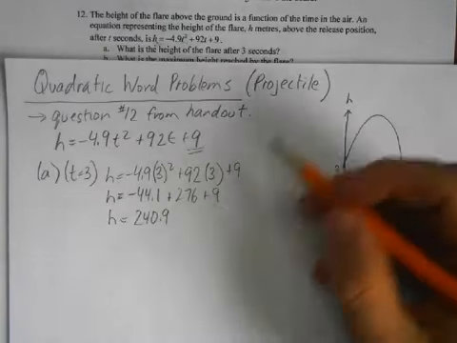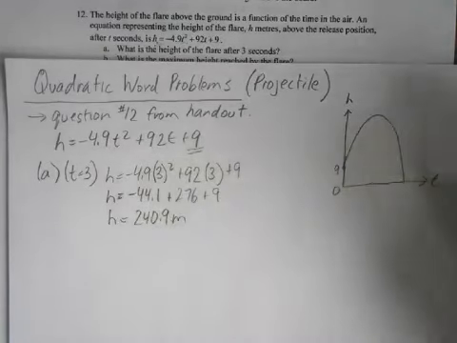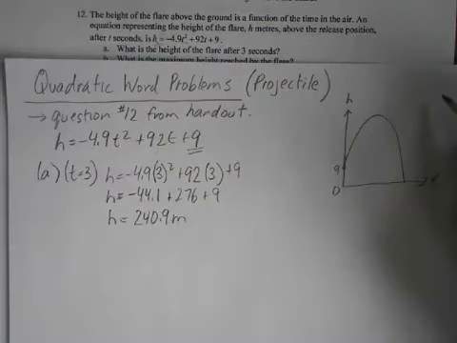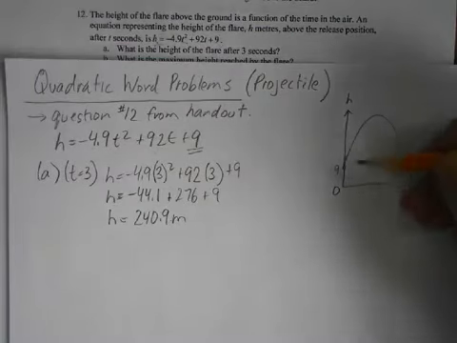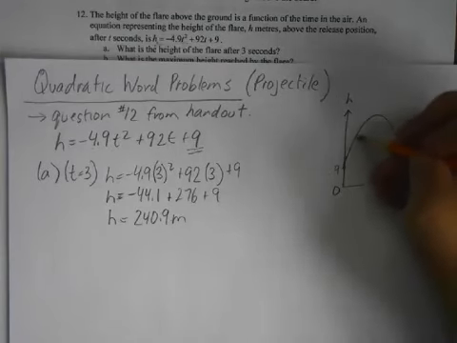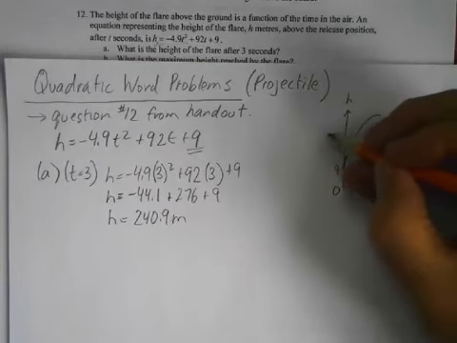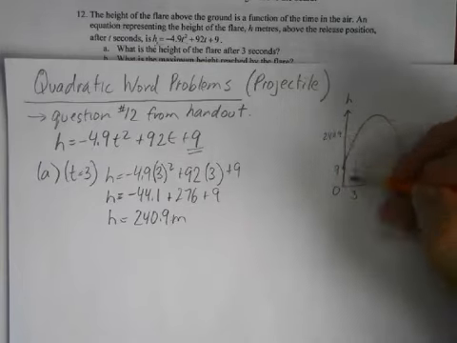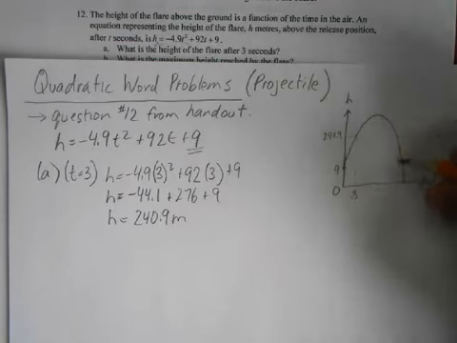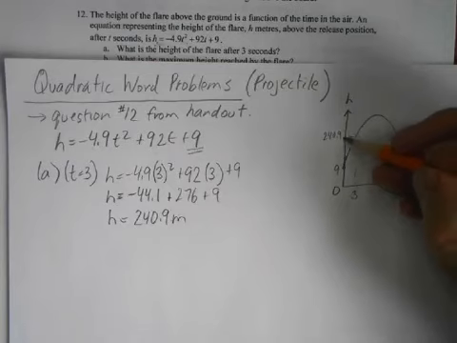Okay, and the units here, like we said, height's measured in meters, and so that's our answer. The height after 3 seconds is 240.9 meters. So I have no idea what this scale looks like, and obviously this scale is way off, but this just gives you an idea of what we just found here. We found the height when t is 3.